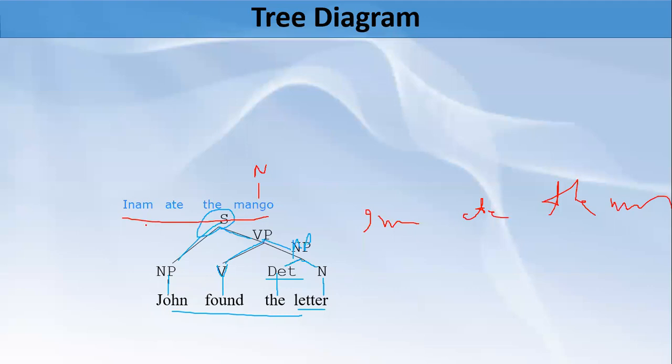Look at the example: Inam ate the mango. Fine. Let's draw a tree diagram for this. First, let's look at the word mango, because we start with the very last word of a sentence.